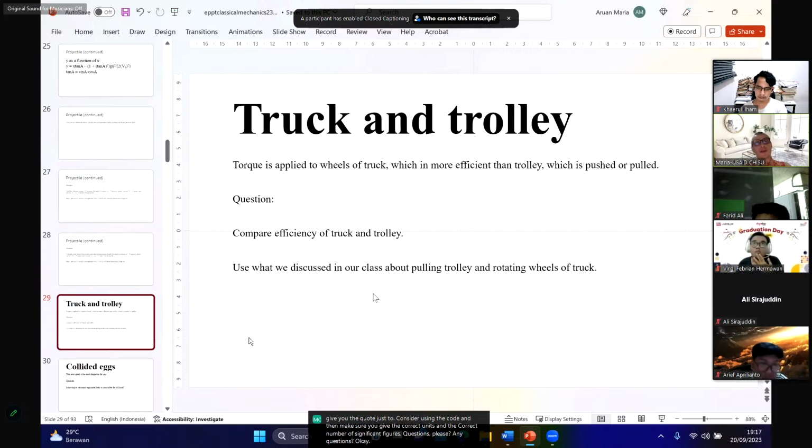Okay, slide number 21 discusses truck and trolley, and that's what we discussed last week. I told you that if you rotate the wheel, it is more effective and more efficient than if you pull the wheel or if you push the wheel. That's what I would like you to discuss and to tell me about, how you understand that.